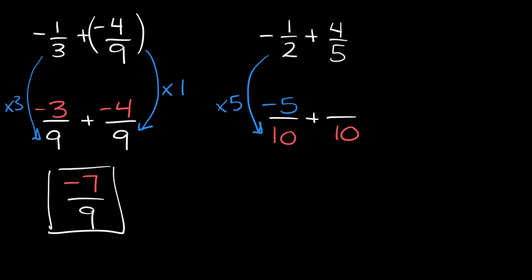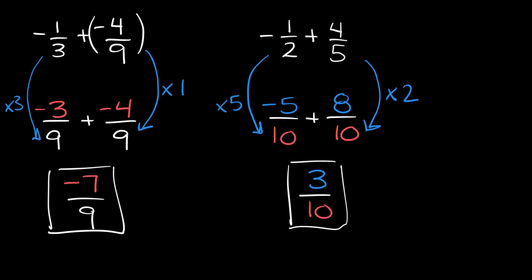And then figure out, well, how many times does 5 go into 10? 5 goes into 10 2 times. And then I multiply 4 times 2, and that's 8. And finally, I can add -5 plus 8. And -5 plus 8, that's 3. And that goes over 10. And I have my answer to that.